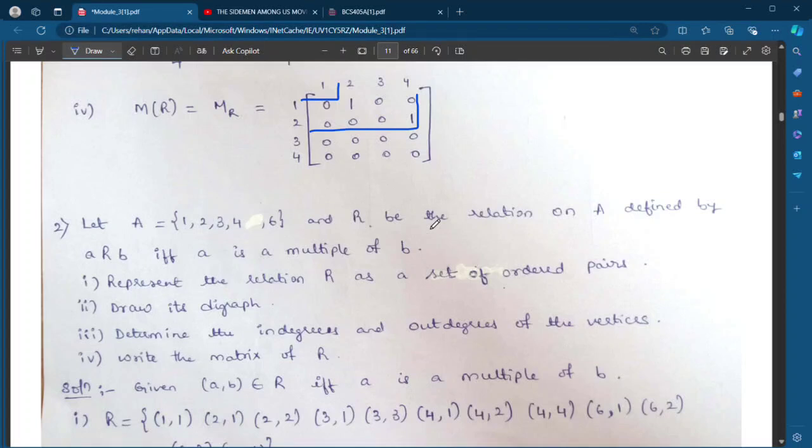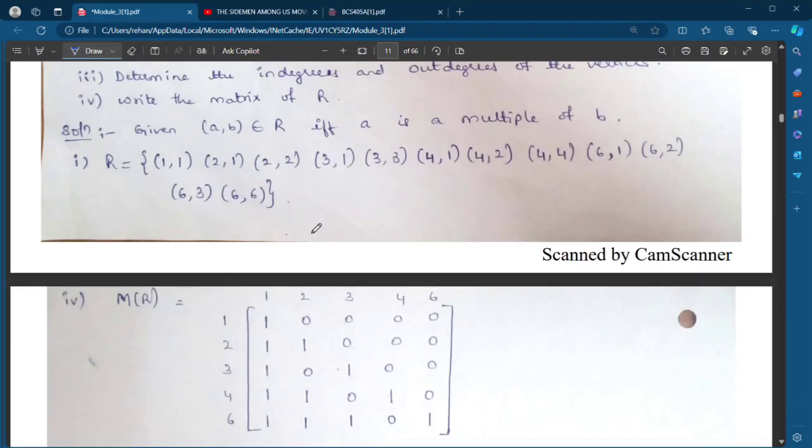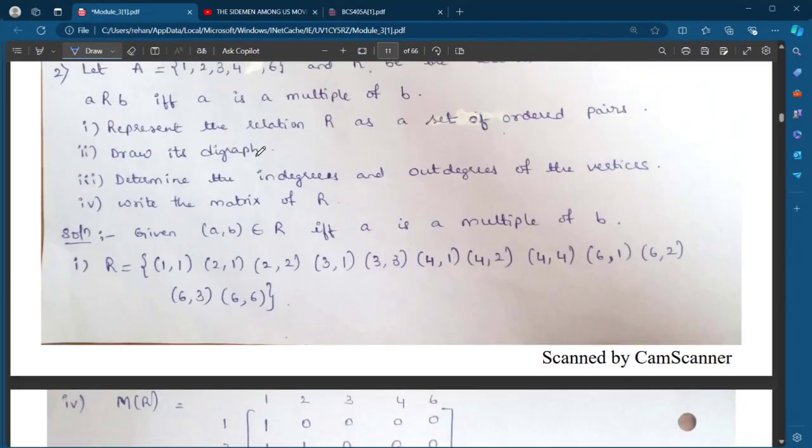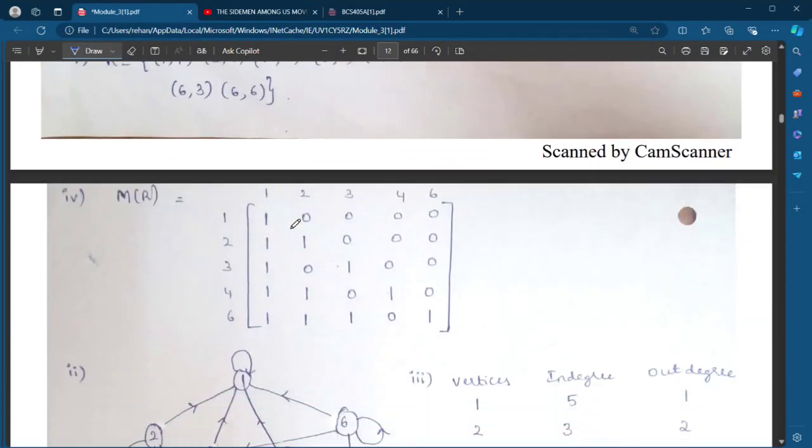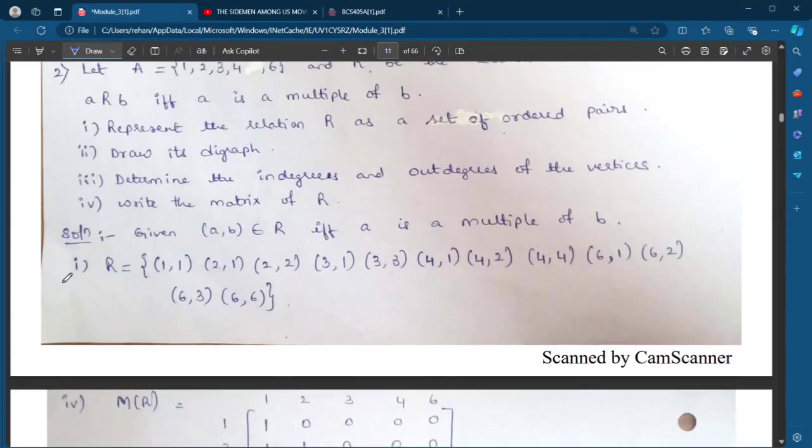Let A equal 1, 2, 3, 4 and 6, 5 is not there, and R be a relation on A defined by a relates b if and only if a is a multiple of b. This thing we have derived, the set, right? Like the first question in the relation. Similarly, the set first, then draw the digraph, write the in-degree and out-degree of the vertices. Very simple, I don't think I have to explain this.